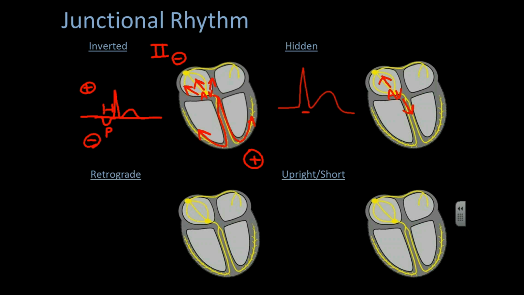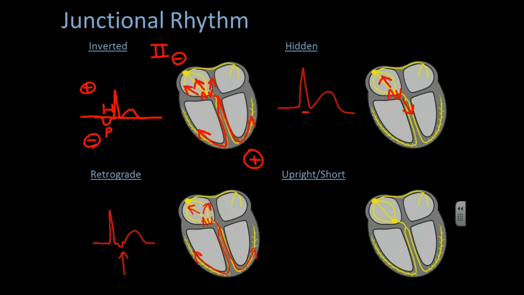Okay, retrograde. What's retrograde? Well, if the ventricles depolarize slightly before the atria, then you have ventricular depolarization followed by this late P wave that sometimes you can see, sometimes it's hard to tell. But that is what we call a retrograde P wave, when it happens afterwards.